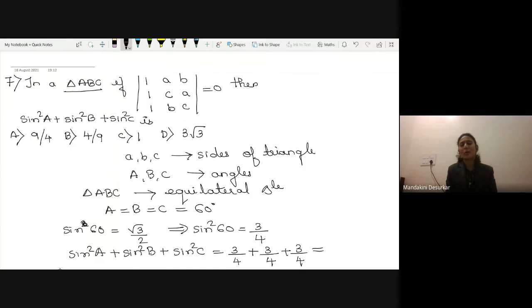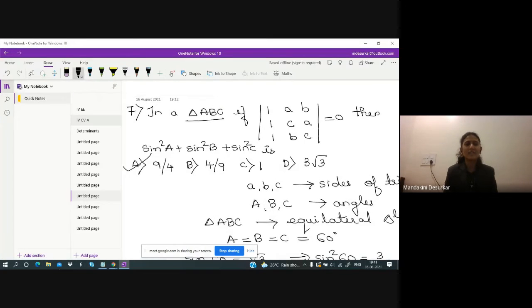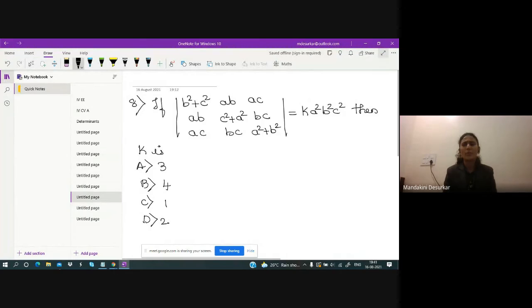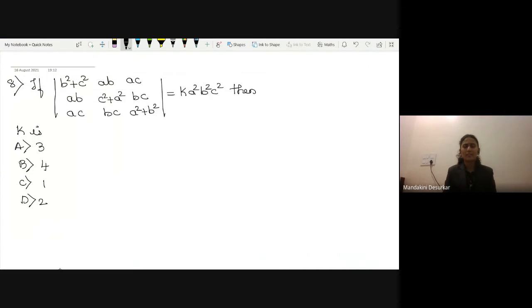What is the right option then? That is 9 by 4. So where do I find 9 by 4? A is my right option. So this is how we can do it. Whenever anything with a triangle is given and nothing is mentioned in detail, you can immediately go with an equilateral triangle. Now let's move to the next example.